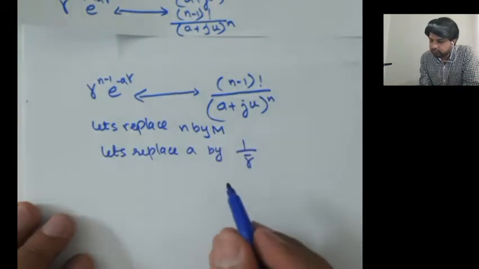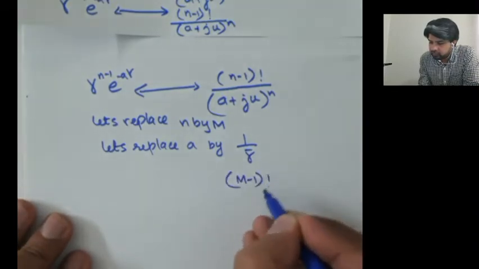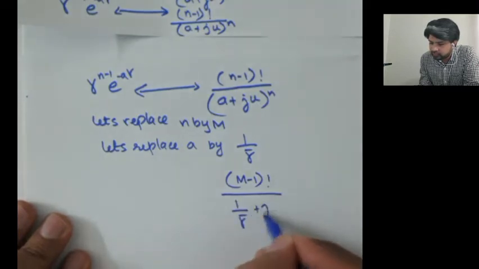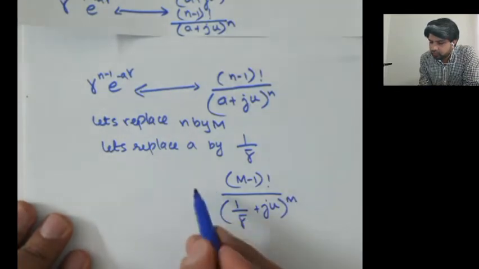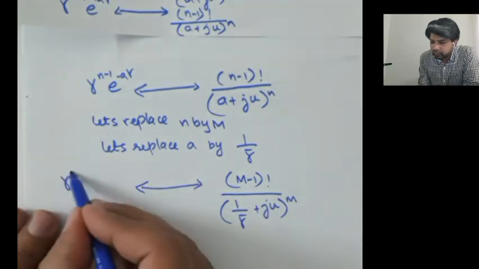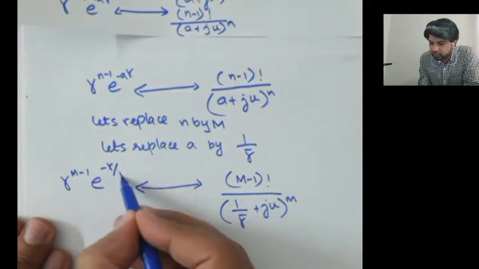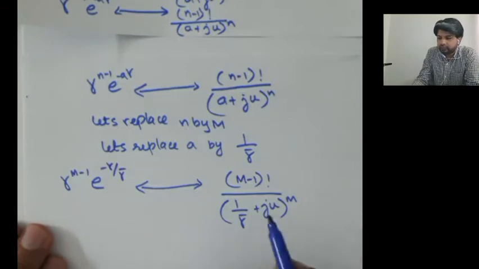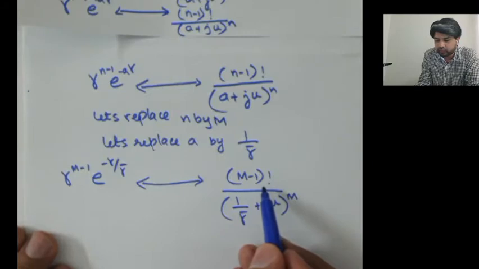So that would mean that (M minus 1)! over (1 over gamma bar plus jv) to the power capital M would have an inverse Fourier transform of gamma to the power capital M minus 1 e to the power minus gamma over gamma bar. Right? So that's what we have here. So this (M minus 1)! is a scale factor.